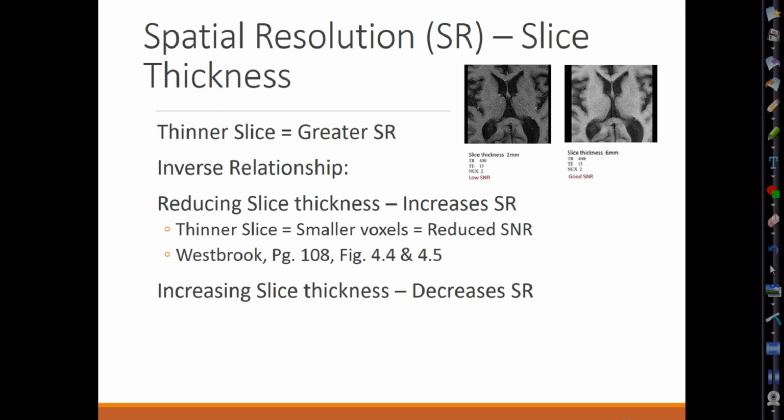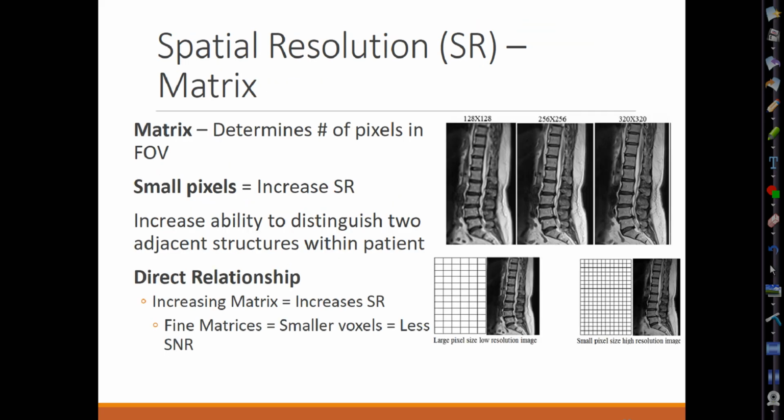Slice thickness. Thinner slices, greater spatial resolution. Matrix size. If we have a larger matrix or a fine matrix, we're going to have better spatial resolution. Larger or fine matrix, better spatial resolution. So over here you can see this would be considered a fine matrix on the right. On the left here is a coarse matrix.